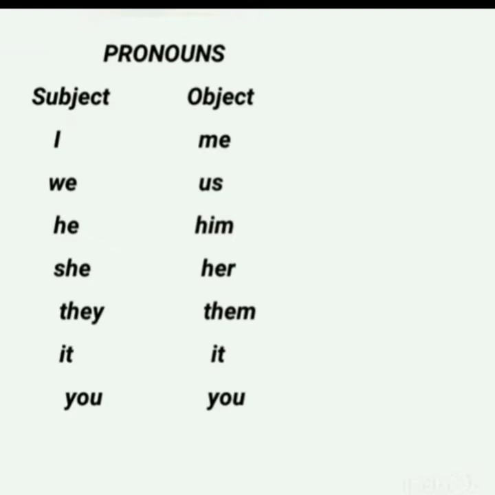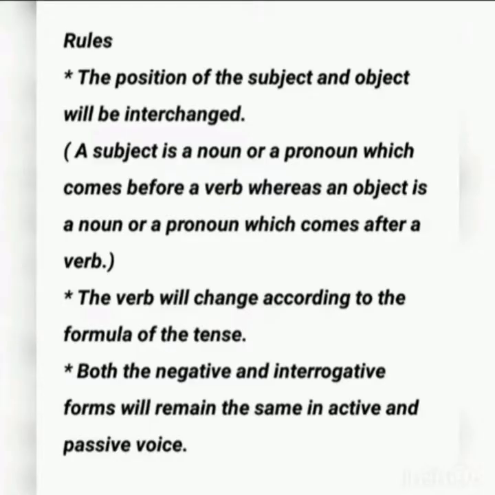Some important rules. The position of the subject and object will be interchanged. A subject is a noun or a pronoun which comes before a verb, whereas an object is a noun or a pronoun which comes after a verb. The verb will change according to the formula of the tense. Both the negative and interrogative forms will remain the same in active and passive voice.